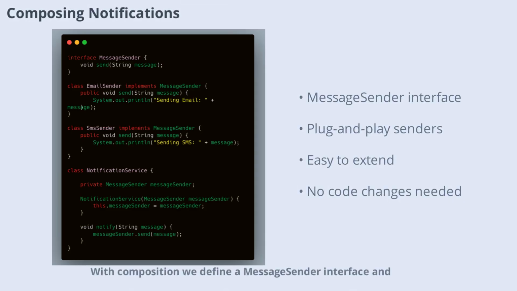With composition, we define a message sender interface and create classes like email sender and SMS sender. The notification service class has a message sender field, allowing it to send notifications via any method. This means we can add new notification types, like WhatsApp or future services, without changing notification service. The code stays clean, flexible, and easy to extend. Composition shines when you need to support many variations without a tangled class hierarchy.